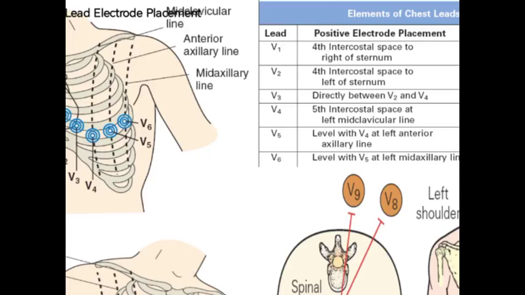For the fifth electrode, we also use a virtual line. It is level with V4, but at the left anterior axillary line, in the fifth intercostal space. Lastly, V6 is at the same level, the fifth intercostal space. Here we use a virtual line called the mid-axillary line.